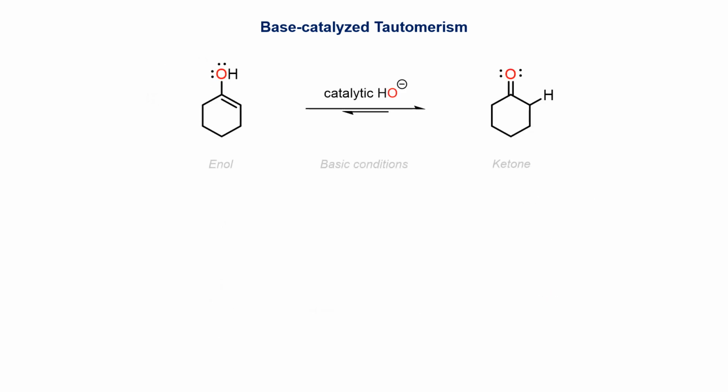Overall, tautomerism between enols and carbonyl species may be catalyzed by base. Again, the equilibrium composition of the mixture of isomers will typically favor the carbonyl-containing species.